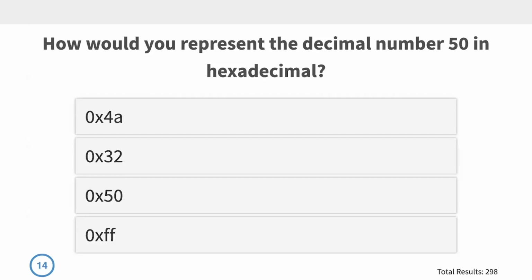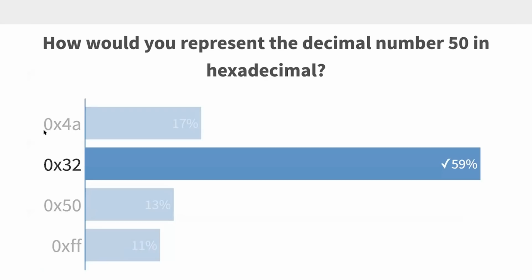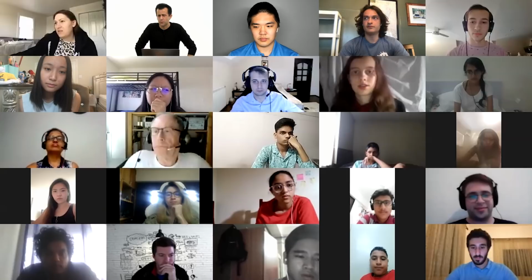Recall that hexadecimal is another base system. In CS50, we start the semester talking about decimal, with which you and I are probably quite familiar, but also binary. But then later on, do we introduce hexadecimal? And let's see how this plays out. Taking a look at the results now. And it looks like 59% of you guessed correctly that 50 in hexadecimal is 0x32. Now, this is perhaps rather non-obvious at first glance. So Moshe, can you enlighten?